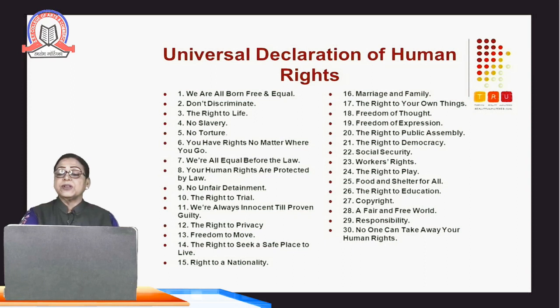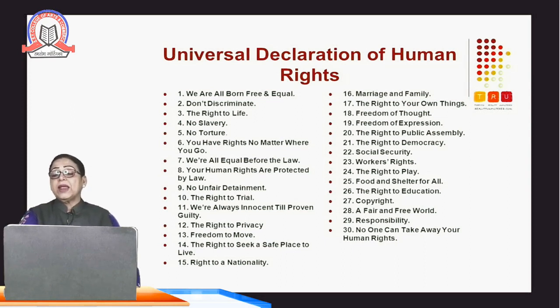Social security. Every person, whether male or female, junior or senior, or anyone, must get social security. They should not be abandoned or dominated by any social group. So socially we must be secured for the purpose of better socialization. Workers' rights. This is another human right. Whoever is working as a worker or a laborer or an employee has certain rights as a human being.